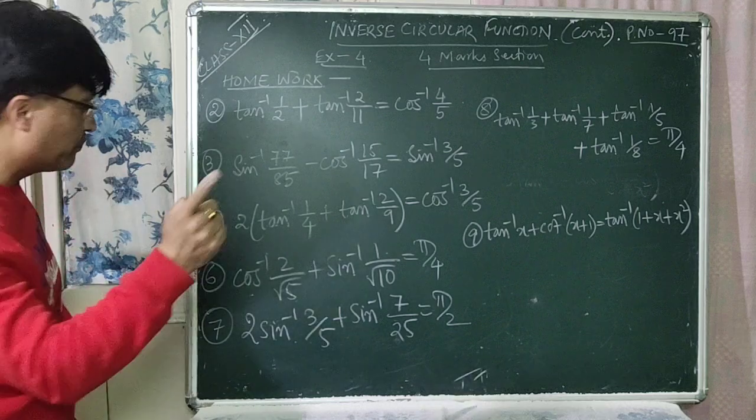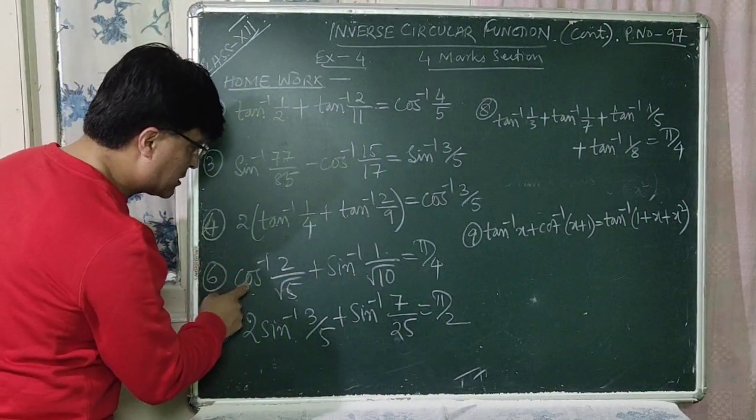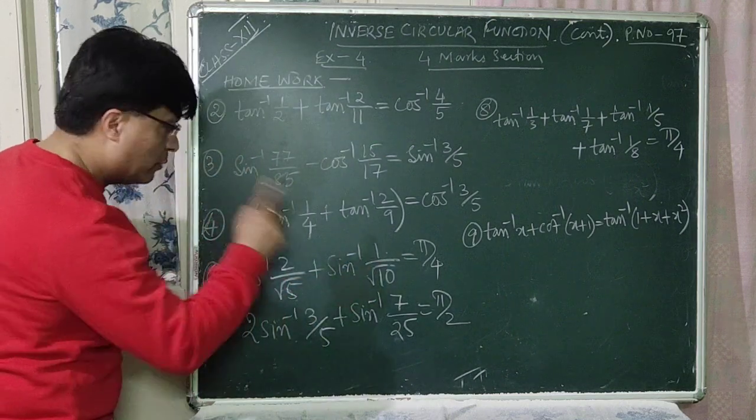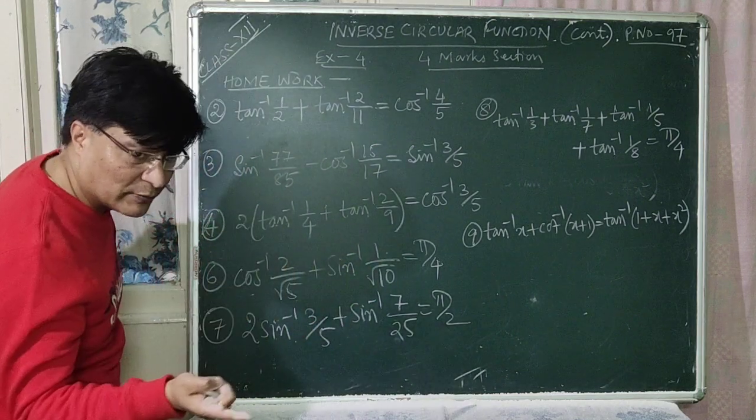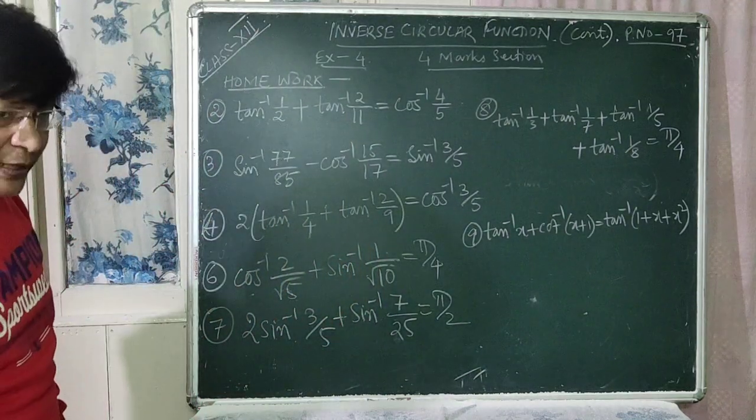Change only one of them. If you change this cos inverse into sin inverse, use the formula sin inverse x plus sin inverse y. If you convert this sin inverse into cos inverse, then use the formula cos inverse x plus cos inverse y. You can do it. Okay.